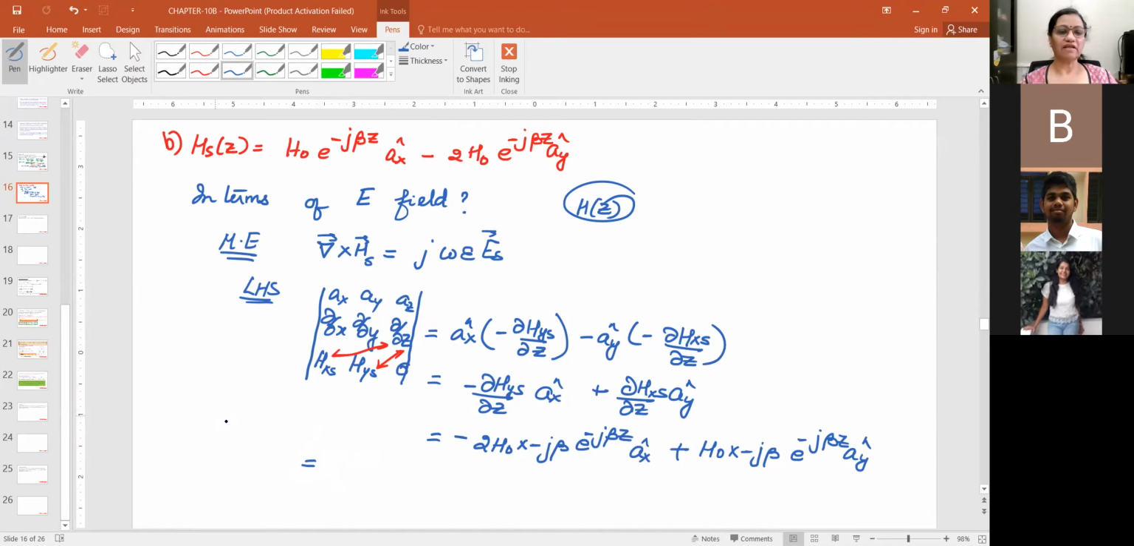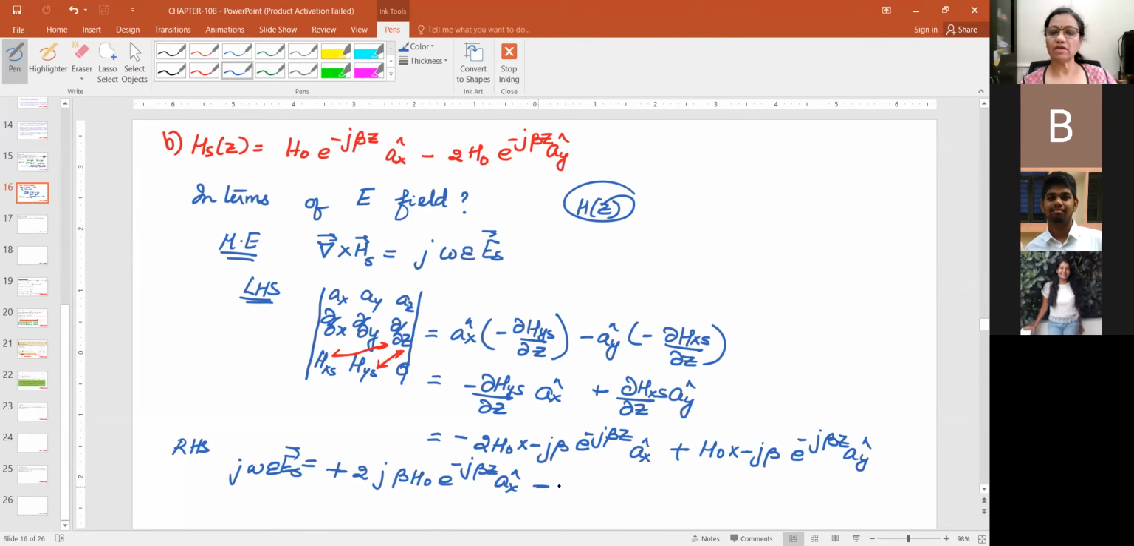Now let us write the right hand side. So the right hand side is j omega epsilon into Es. So that's going to be equal to this: minus 2 becomes plus 2, then j beta H naught e to the power of minus j beta z ax cap.